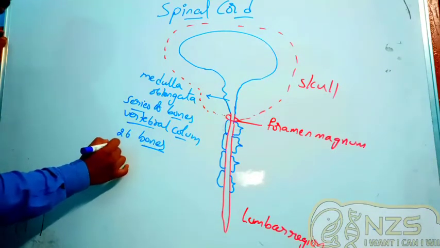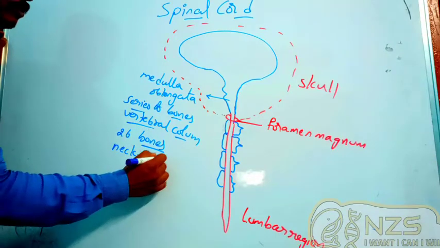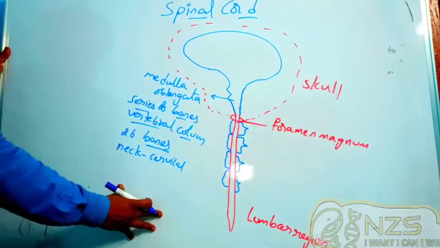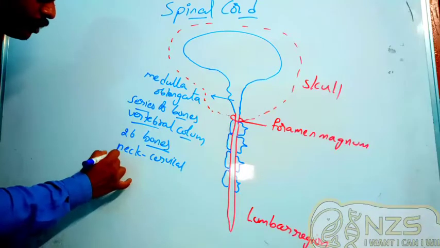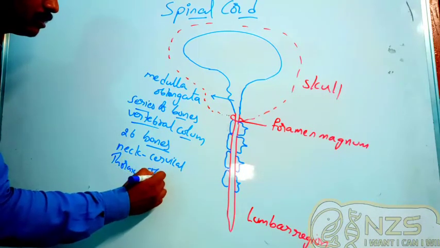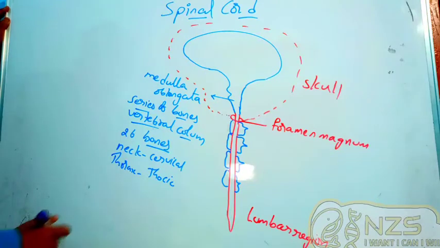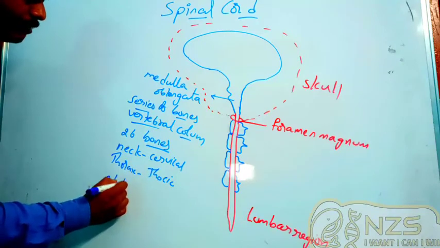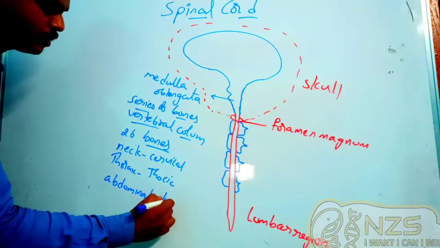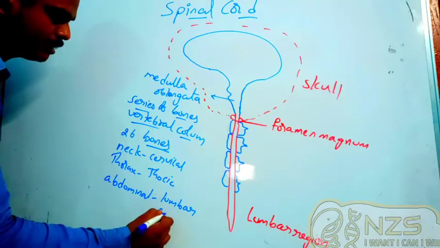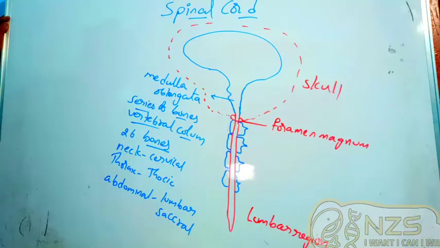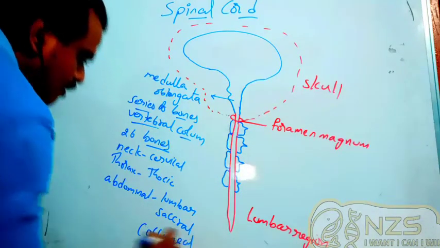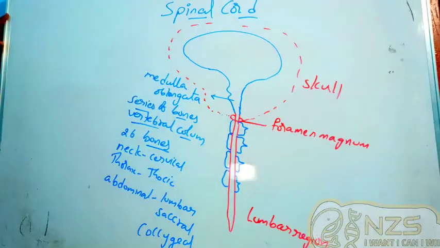In the neck region, we have bones called cervical bones. Then in the thorax region, the thoracic vertebrae. Then in the lumbar region, or you can say abdominal region, we have three things: lumbar vertebrae, sacral vertebrae, and the coccygeal vertebrae. All these comprise the backbone.